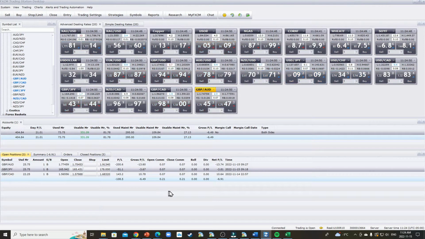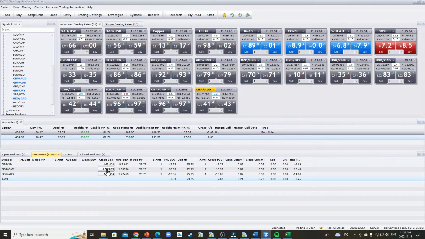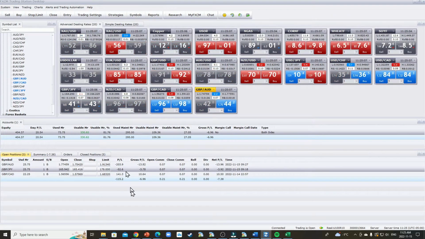So if ever I feel like I'm emotional and I feel like this is really not heading my way, the way I handle that is I just close all my positions. I go on my summary here and I just close everything. If I have several positions in the same pair, I just close everything. I close the book and I walk away from the computer.